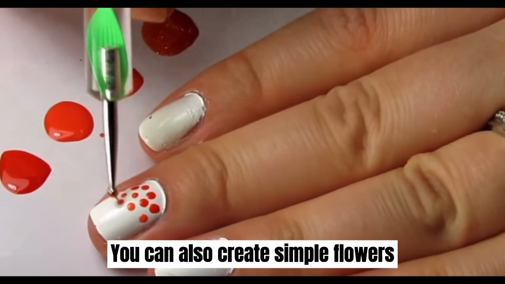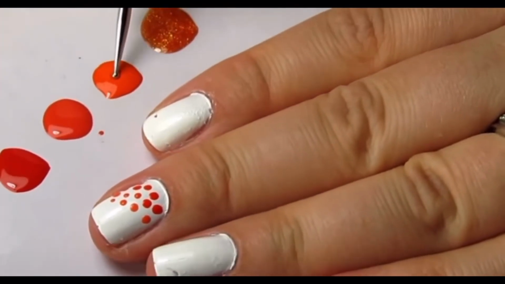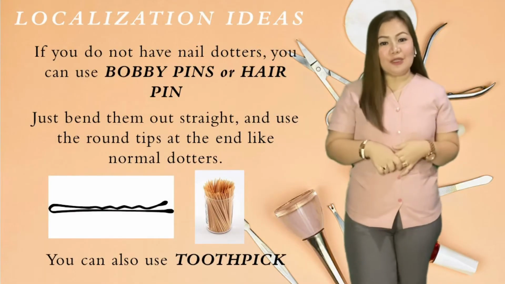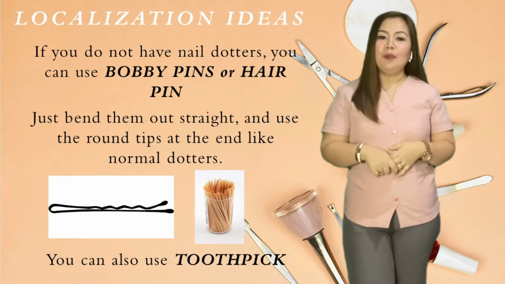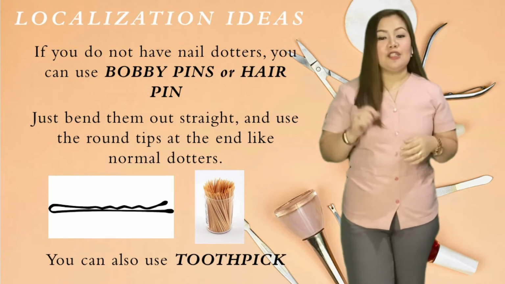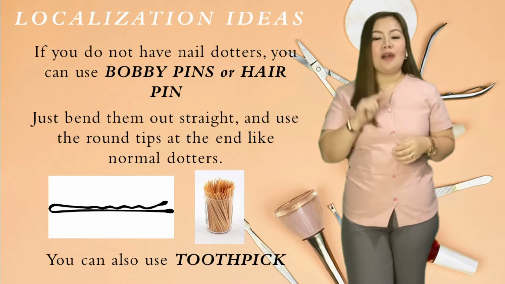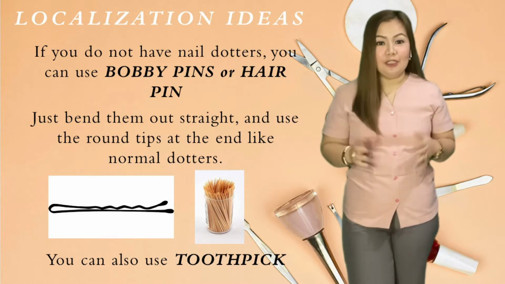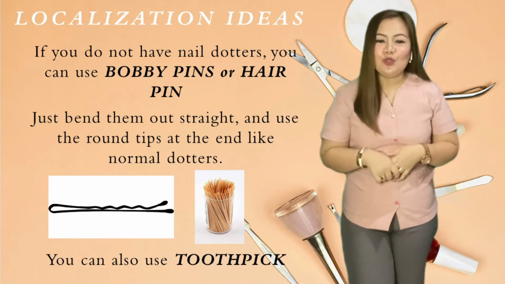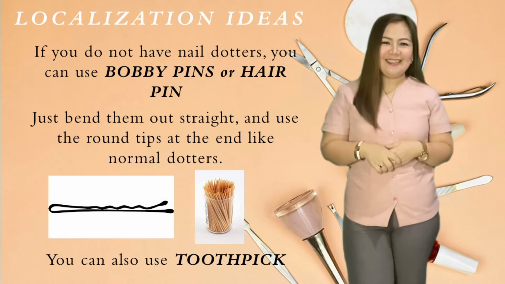You can also create simple flowers. If you do not have nail dotters at home, you can use bobby pins or hair pins. Just bend them out straight and use the round tips at the end like normal dotters. You can also use a toothpick for smaller dots.